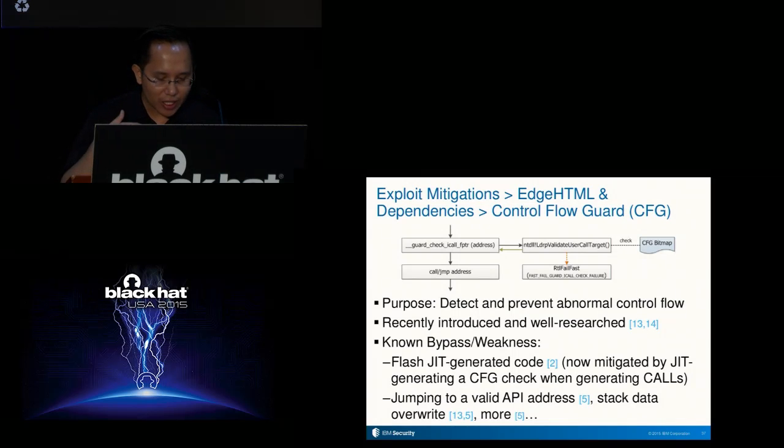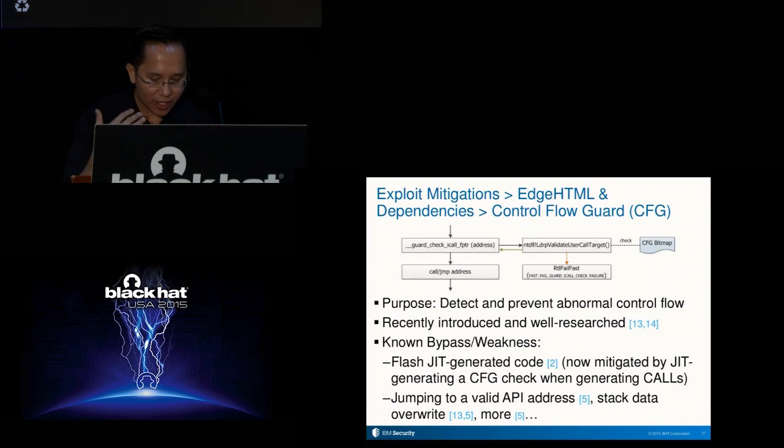Next, a recently introduced exploit mitigation applied to EdgeHTML and its dependencies is Control Flow Guard. When CFG is enabled, the compiler will add checks to ensure that the destination of indirect calls is valid. This exploit mitigation attempts to detect and prevent abnormal control flow, which can occur if an exploit is trying to redirect execution to ROP gadgets in select executable code addresses in order to bypass DEP.